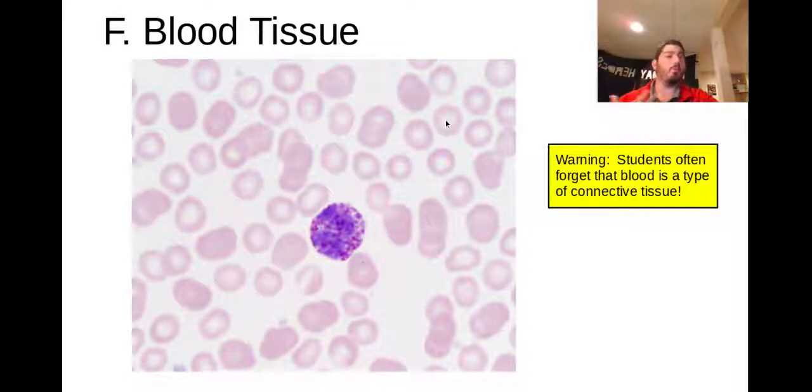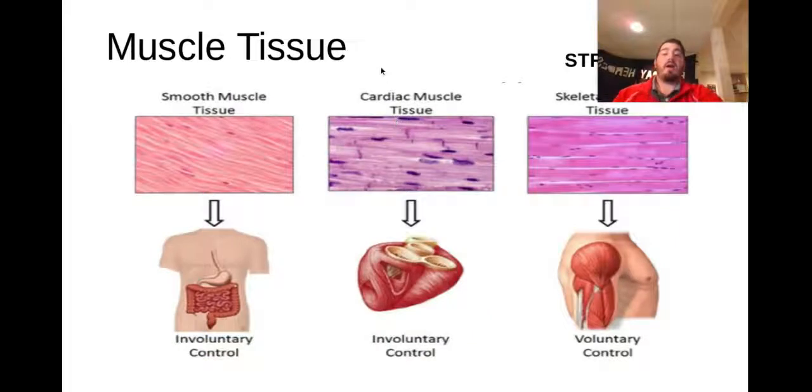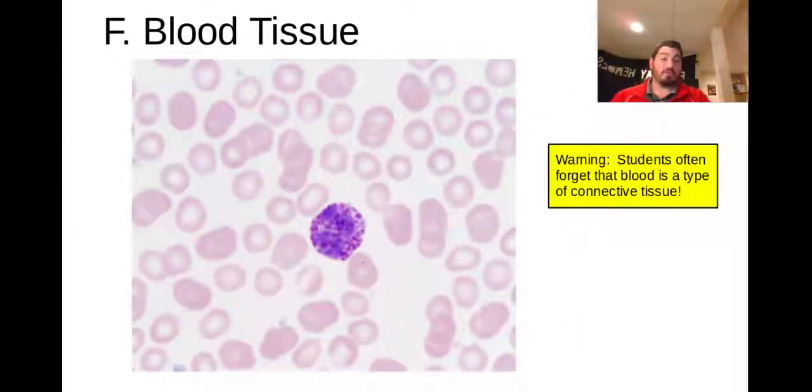And we'll go more in depth and we'll talk about what actually makes up blood. So that's our types of connective tissues. Take a pause there for a second, right? Make sure you know those. Pause it if you need to go back and fill anything in.